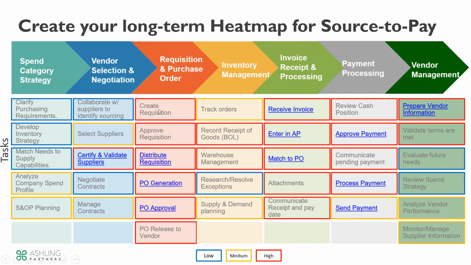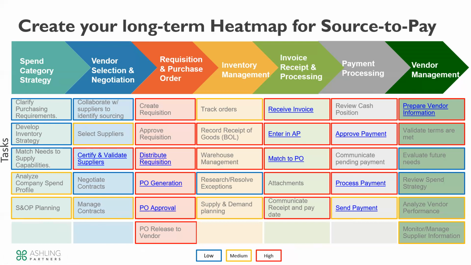And so you see in this example one, and again, you need to do your own, don't take this as gospel. There's low, there's medium, and there's high, color-coded. So things like clarifying your purchasing requirements, developing an inventory strategy, that's not something you can really automate. That takes a lot of analysis and a lot of thinking to be able to do that.